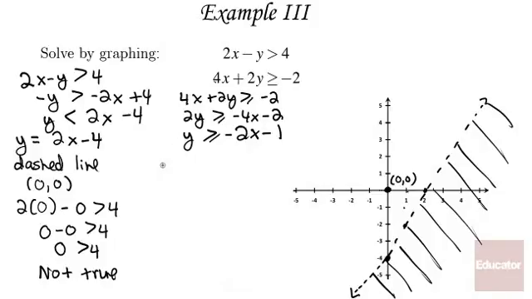Okay. Over here, the corresponding linear equation is y equals negative 2x minus 1. So the y-intercept is negative 1. The slope is negative 2. So when I decrease y by 2, I'm going to increase x by 1. Again, I have to check here, and I see that I'm going to use a solid line for this boundary line because the line is part of the solution set.